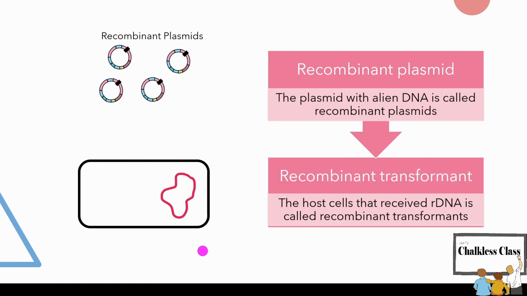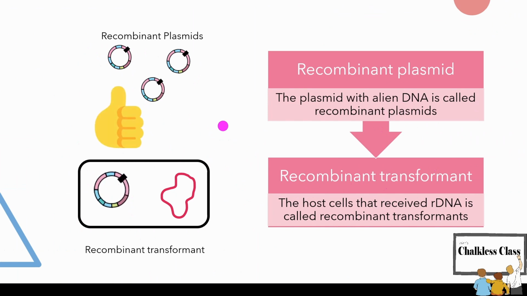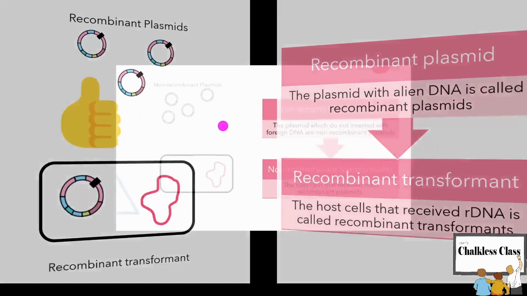Now let us take transformants. When foreign DNA enters the cell, then that host cell is called a transformant cell. Suppose a recombinant plasmid enters the host cell, then we can call it a recombinant transformant. Look here, recombinant plasmids are there with the gene of interest inserted into the plasmid. Now this plasmid is successful in entering the host cell, so it is called a recombinant transformant.